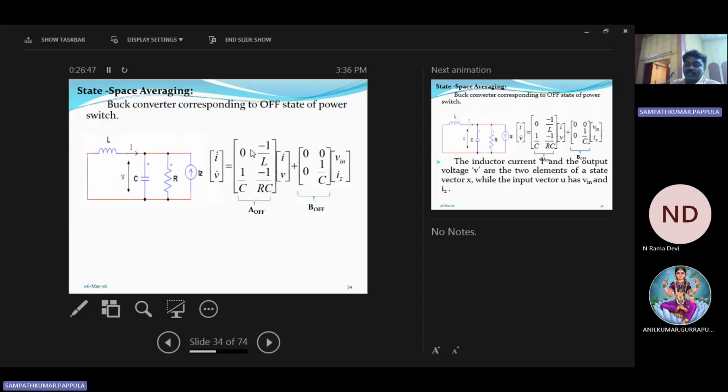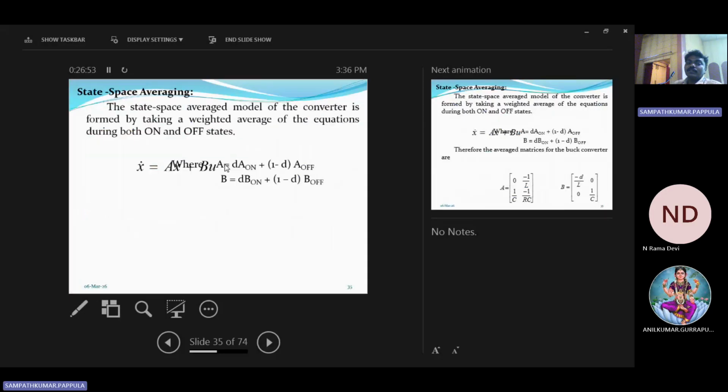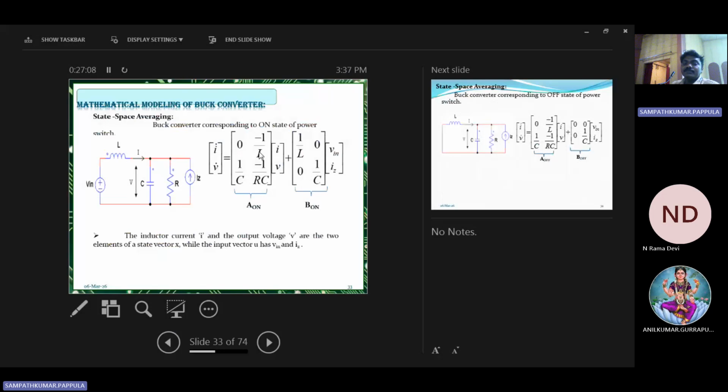So the state space average is nothing but taking the average of those two: A matrix equal to D times the A on matrix plus 1 minus D times the A off matrix, and the final B matrix equal to D times the B on plus 1 minus D times the B off. Where A on means the matrix A during the turn on condition of the main MOSFET, and B on means matrix B during the turn on condition of the main MOSFET.